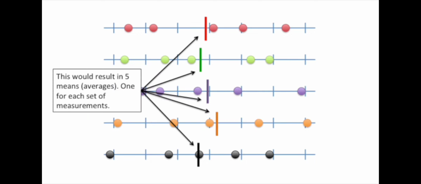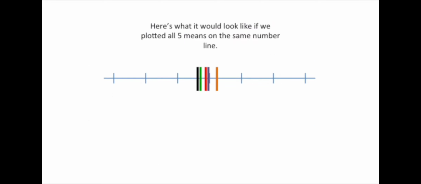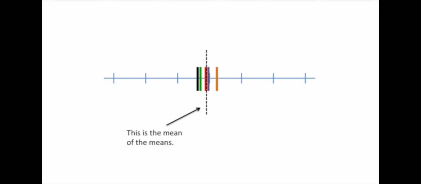This would result in 5 means, or averages, one for each set of measurements. We would also have 5 separate standard deviations around the means, one for each set of measurements. They quantify how much the measurements are spread around their means. Here's what it would look like if we plotted all 5 means on the same number line.